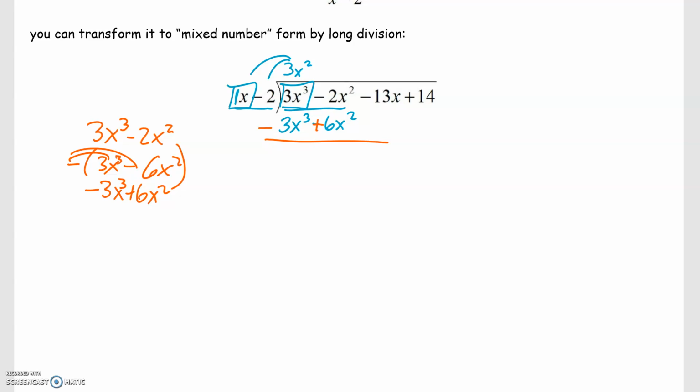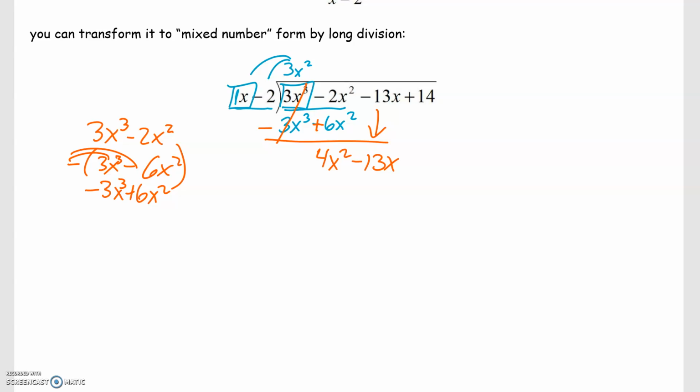Draw the line, change the sign. If that's an easy saying for you, go for it. We're going to combine like terms here. So we're going to end up with negative 2x squared plus 6x squared. So 6 minus 2 is going to give us 4x squared. Okay, now when we are dividing, we cannot just divide by that term. See how there's two terms here? We need to divide by two terms by bringing 13x down.